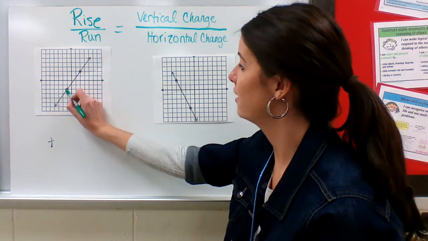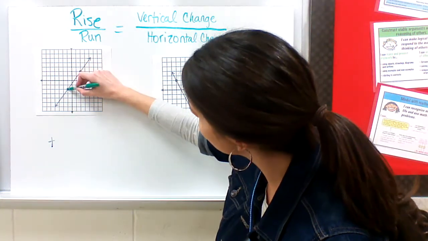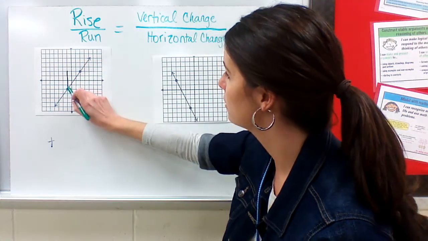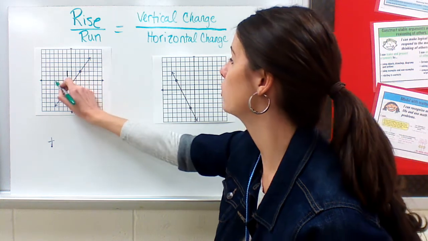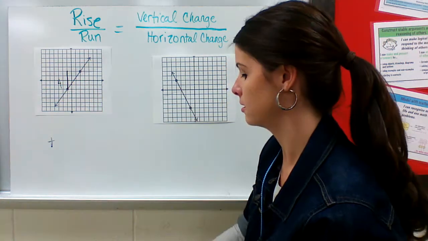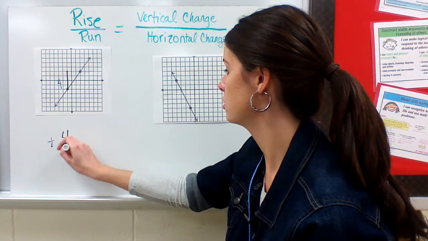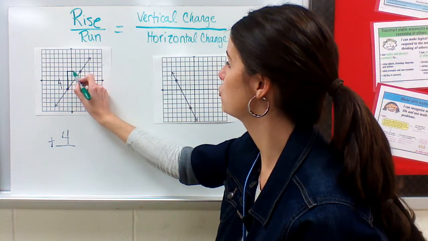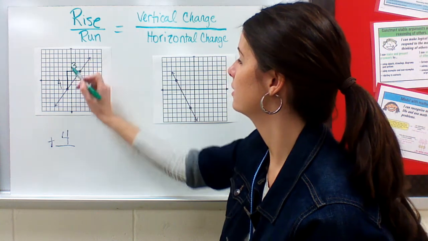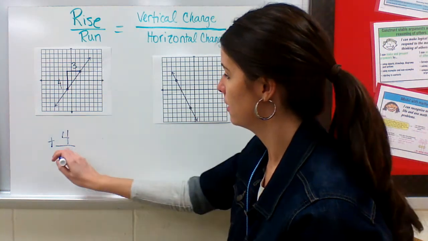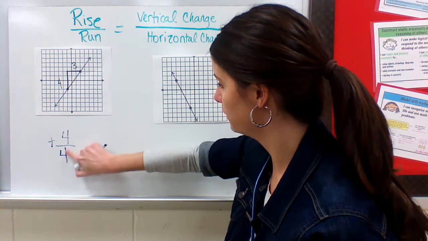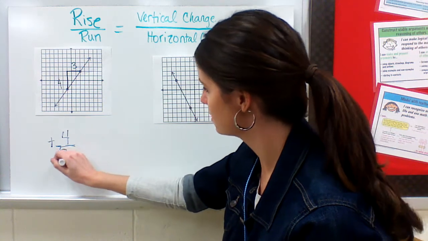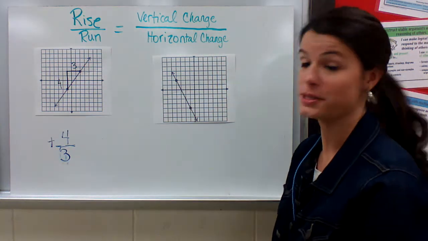Okay, I'm going to start on the left point, and count how many units that I rise. Notice I rise, so it's a positive. 1, 2, 3, 4 units. So that is my vertical change. And then 1, 2, 3 is my horizontal change. So I have 4 over 3 as my slope.